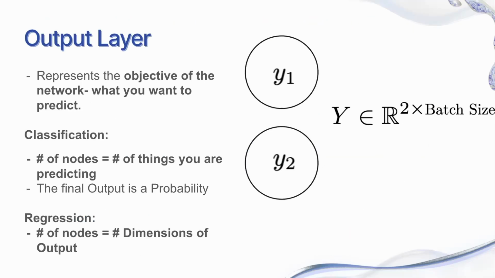Our output layer represents the objective of the network, so what you want to predict. For classification, the number of nodes equals the number of things you're predicting. The interpretation is that the final output layer is a probability of picking that specific thing. And for regression, the number of nodes equals the number of dimensions of the output.